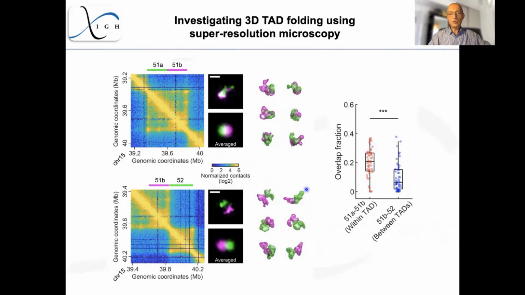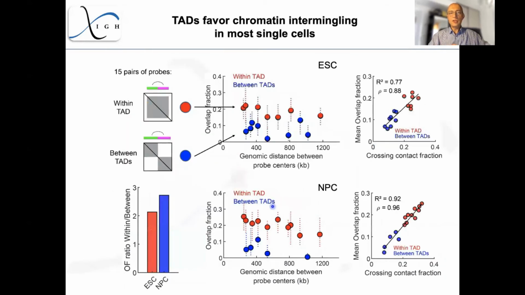On the other hand, I also want you to pay attention to the fact that TADs are very heterogeneous in shape, and I will come back to this. So this is not just true for a single region. We looked at 15 different regions, and we always see that there is much more intermingling for probes within TADs than between TADs. And this is even exacerbated if cells are led to differentiate into neural progenitors. As you see here, the difference is increased, and this is also quantifiable.